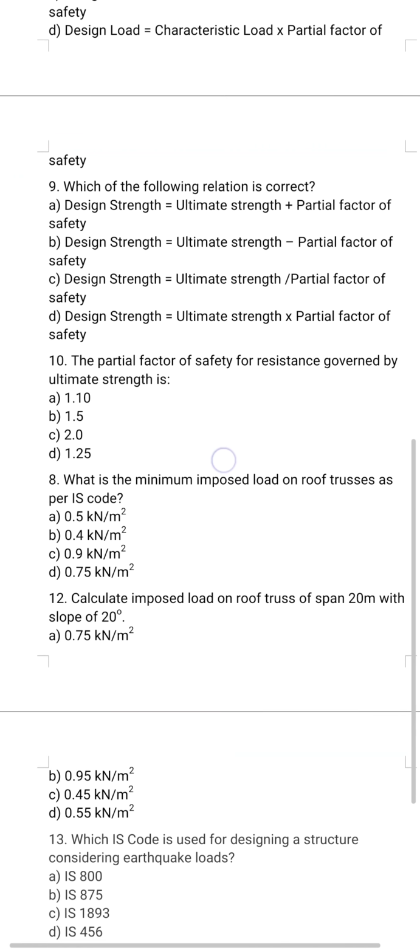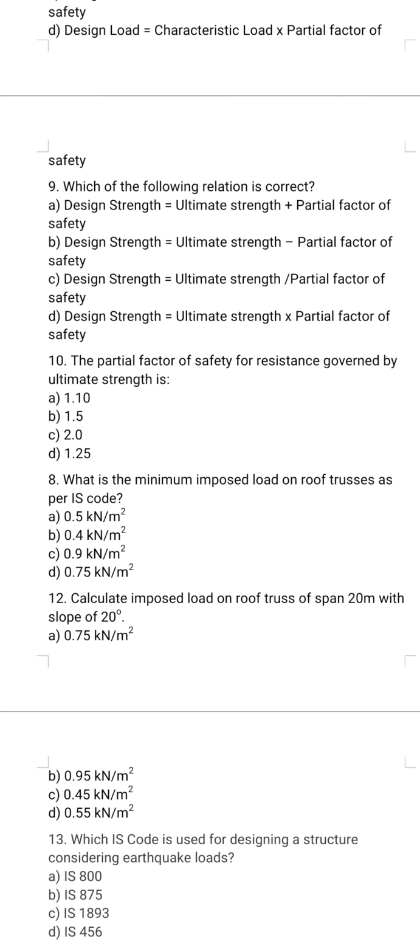So question number 9. Which of the following relations is correct? These are the 4 options. Which of the following relations should be correct? 4 options are given to you. Basing upon that, you should answer. So which answer should be correct?